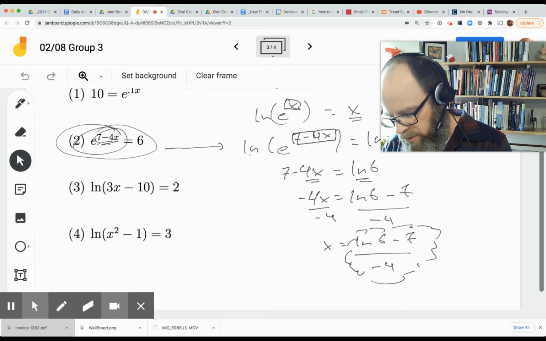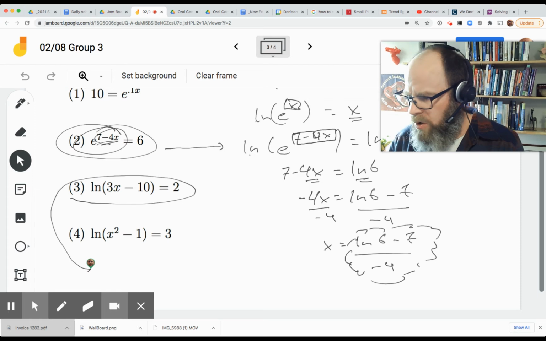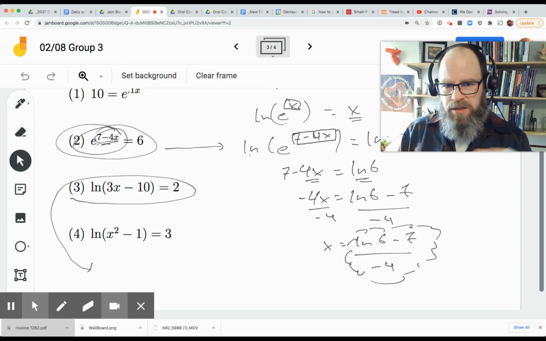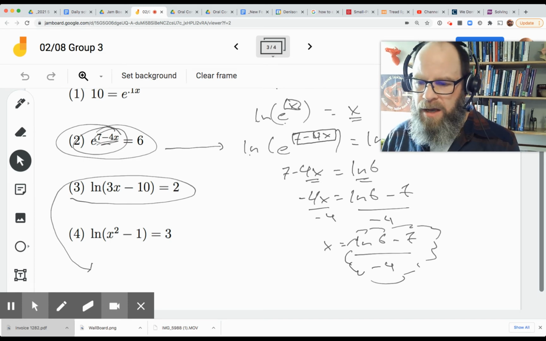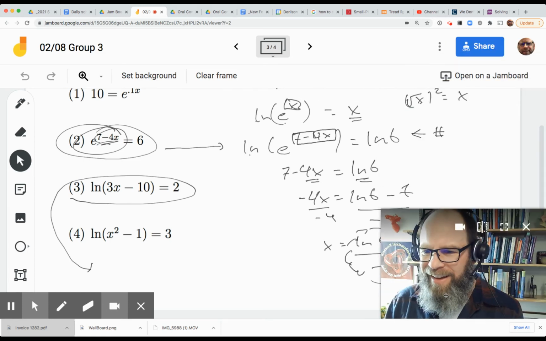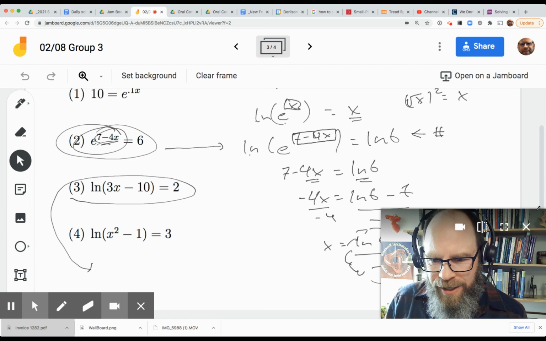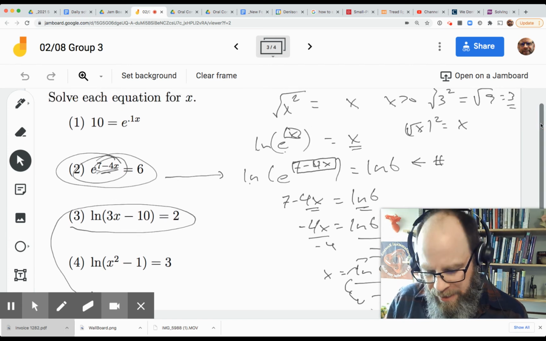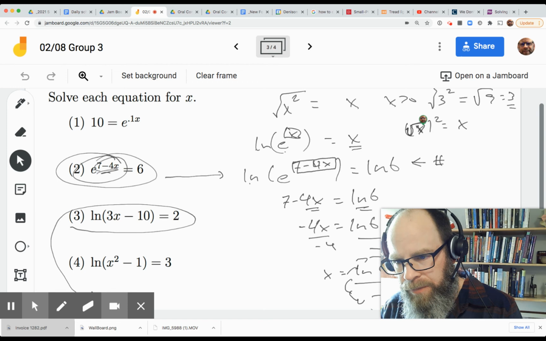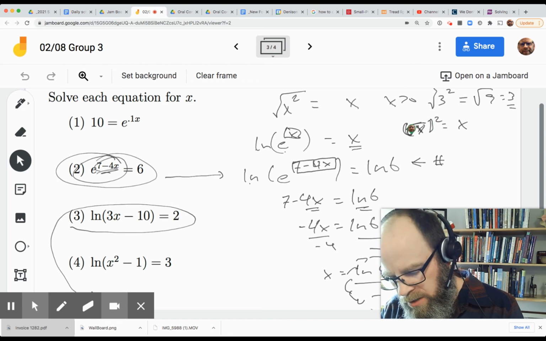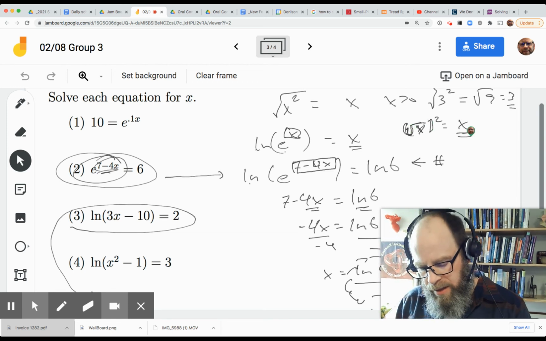Similarly, what would something like number 3 look like? So again, what we have here is just kind of the reverse of what's going on. Just like if I had the square root of x and then I squared it, I would get x back. That's the same thing that I'm going to do here.